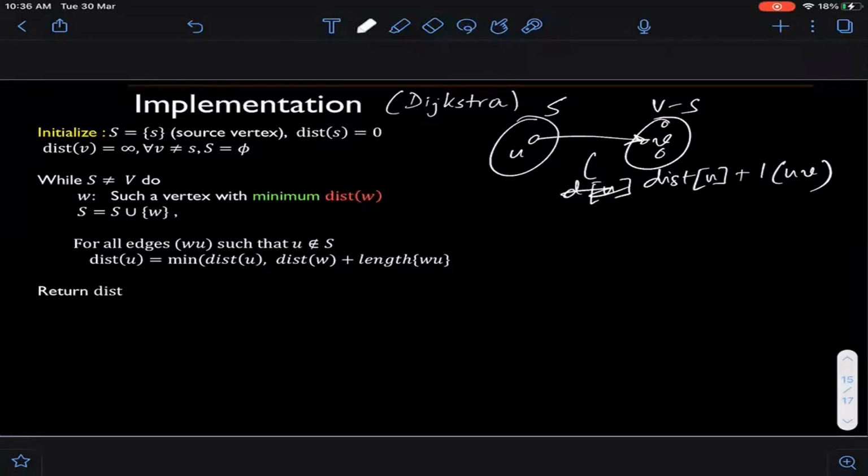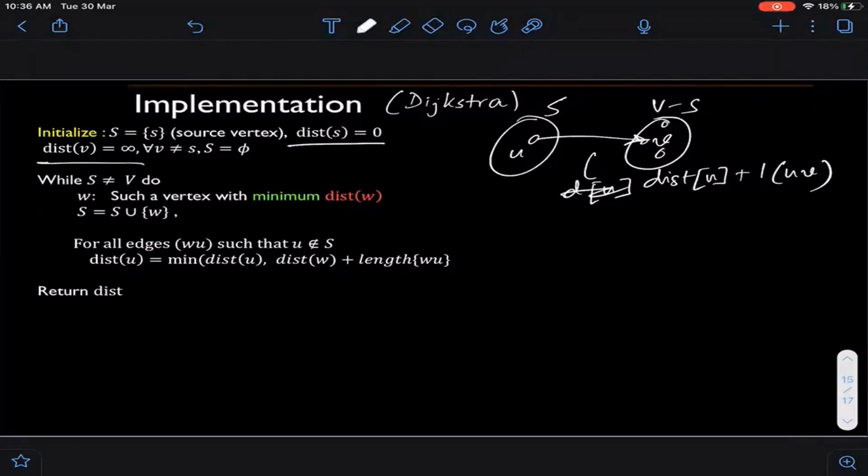Initially, I would have included the vertex small s into my set, and I will mark the distance of s as 0. This is clearly correct because the distance of s from s itself is, of course, 0. And for everybody else, I will mark the distance as infinity. The idea is that over the iterations, this distance label is going to only decrease. Once a vertex becomes part of capital S, it will stop decreasing, and we return that as the shortest path. Okay, so here is how we do it.